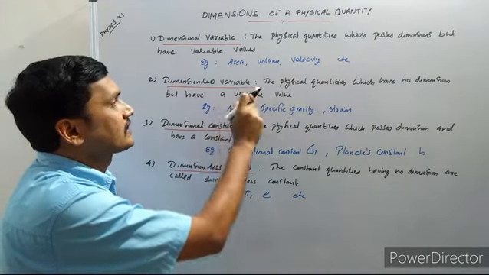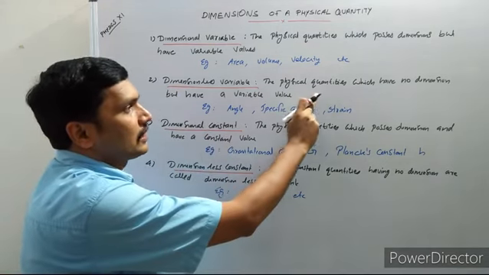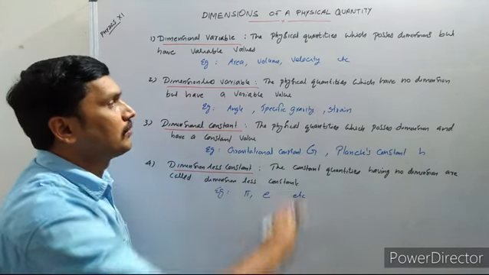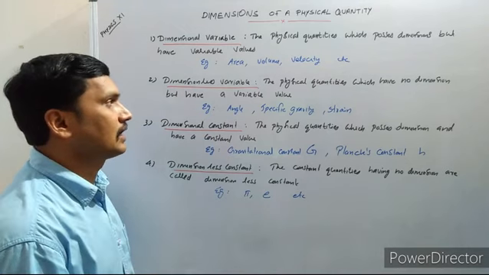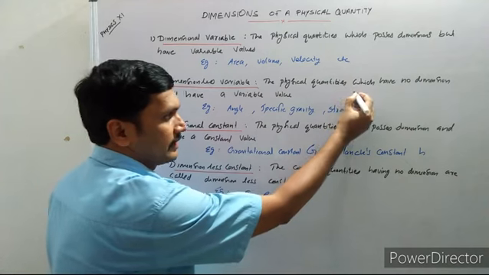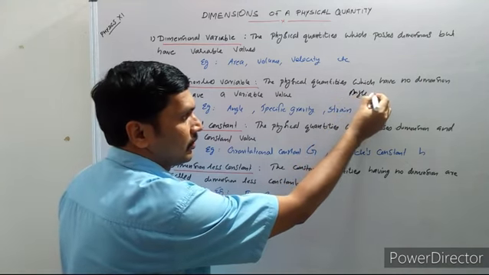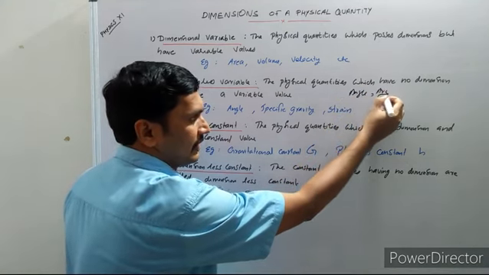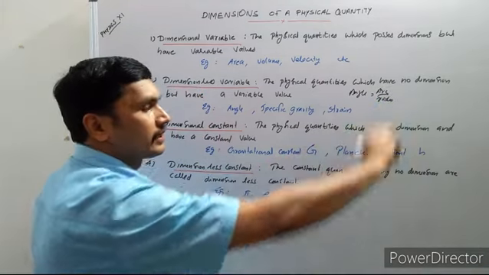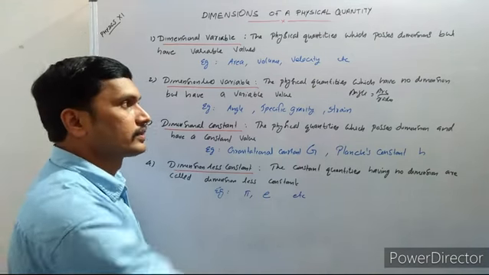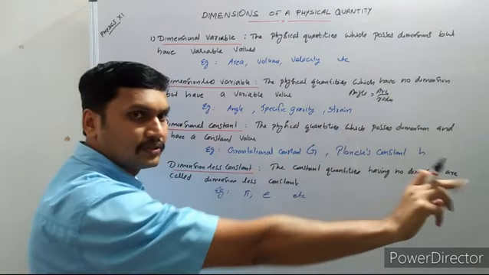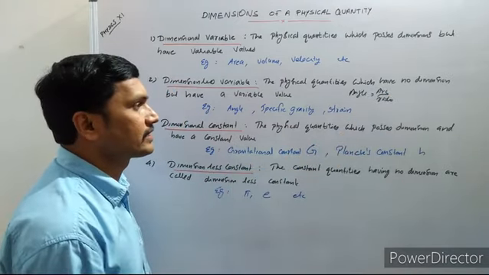Now, dimensionless variable. The physical quantities which have no dimensions but have a variable value are known as dimensionless variables. For example, angle. We usually write angle is equal to arc by radius. Arc and radius are length measurements. So the angle has the dimension length by length, which is 1. So you can say it's dimensionless.